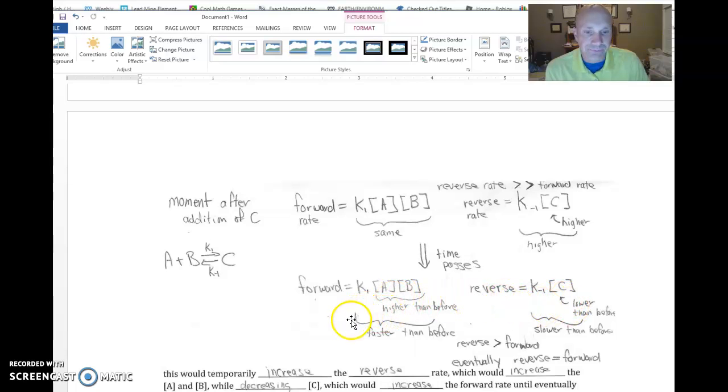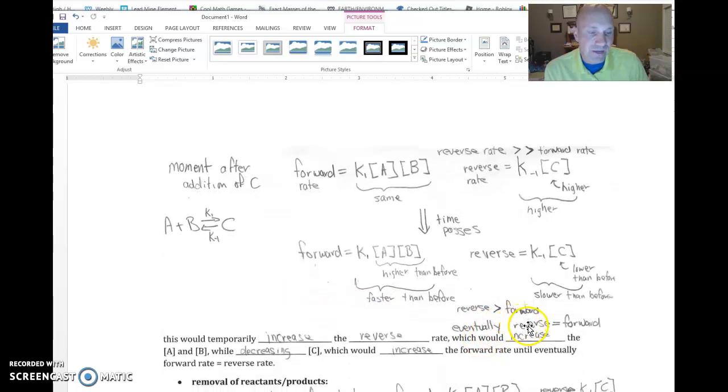So therefore, your forward rate is going to start to pick back up, and your reverse rate is going to start to slow down. So again, at the very beginning, after you added C, your reverse rate is going to be much greater than the forward rate, but eventually it's going to just be slightly higher. And as time goes on, the reverse rate is going to keep on slowing down. The forward rate is going to keep on speeding up until eventually that reverse rate is going to equal the forward rate. And at that point, your reaction would be back at equilibrium.